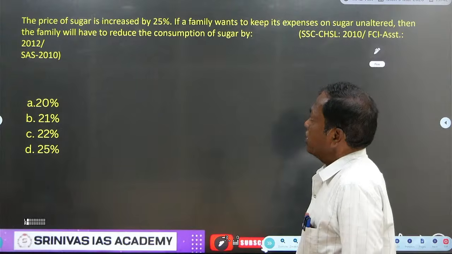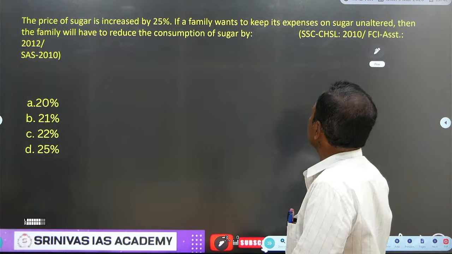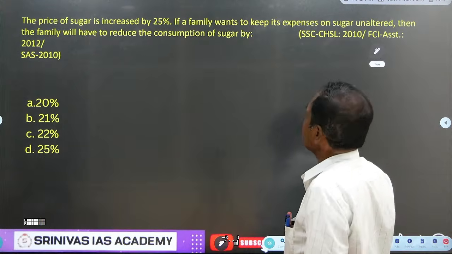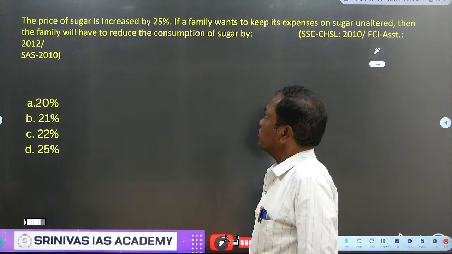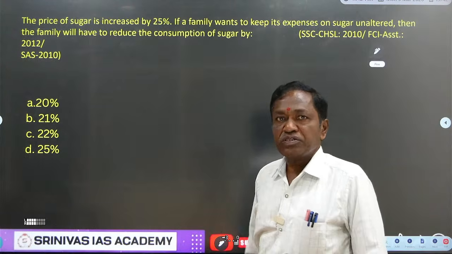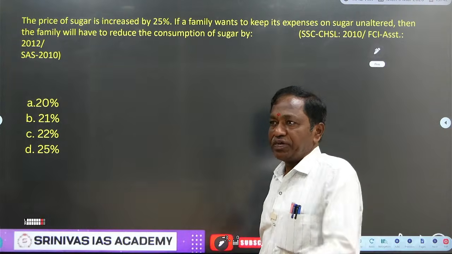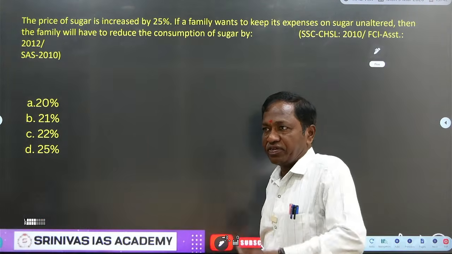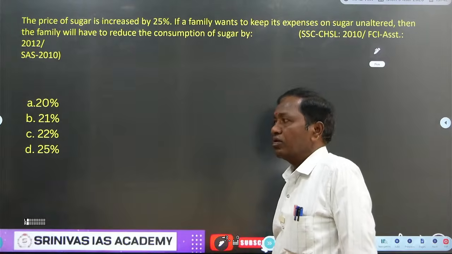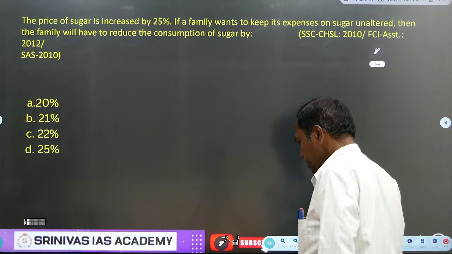Now, the price of sugar is increased by 20%. If a family wants to keep its expenses on sugar unaltered, then the family will have to reduce the consumption of sugar by how much? By how much consumption must be reduced to keep the expenditure the same? Same with petrol, it is the same way. What would be the right option? Can you do that?